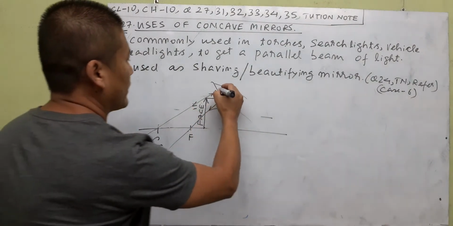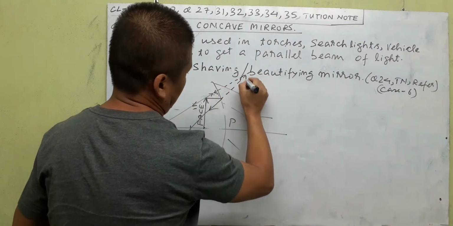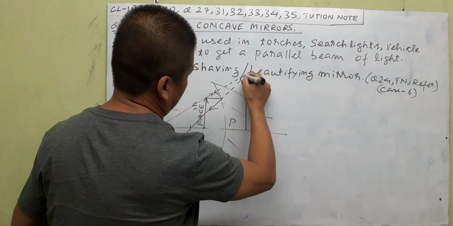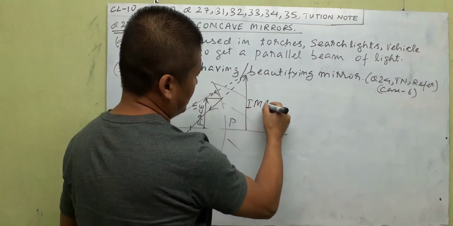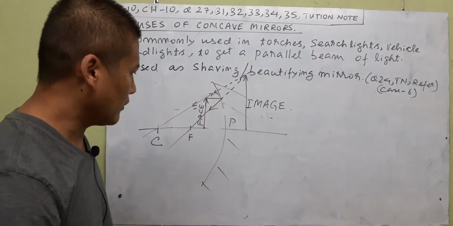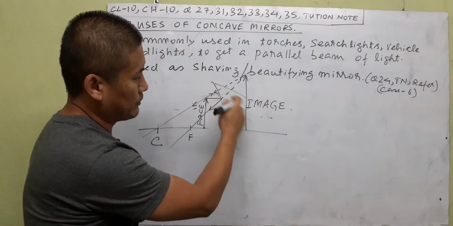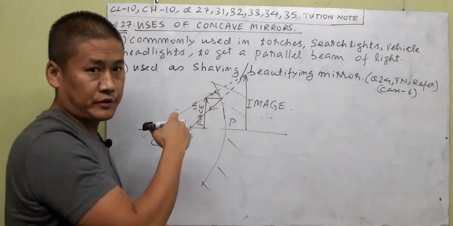So we produce them backward. As we produce them backward, they meet. And the image of your face is produced here. This is your image, which is much bigger than your real face. So that happens only in case 6: virtual, erect, behind the mirror, erect. All the 5 previous cases were real, inverted.